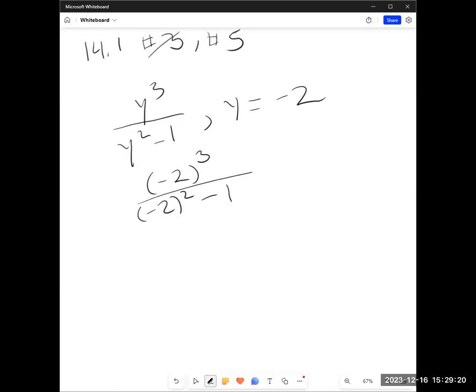And a negative 2 times a negative 2 times a negative 2 is a negative 8. And negative 2 times a negative 2 is a positive 4. And that is a negative 8 over 3 as my final answer there. So that's it.